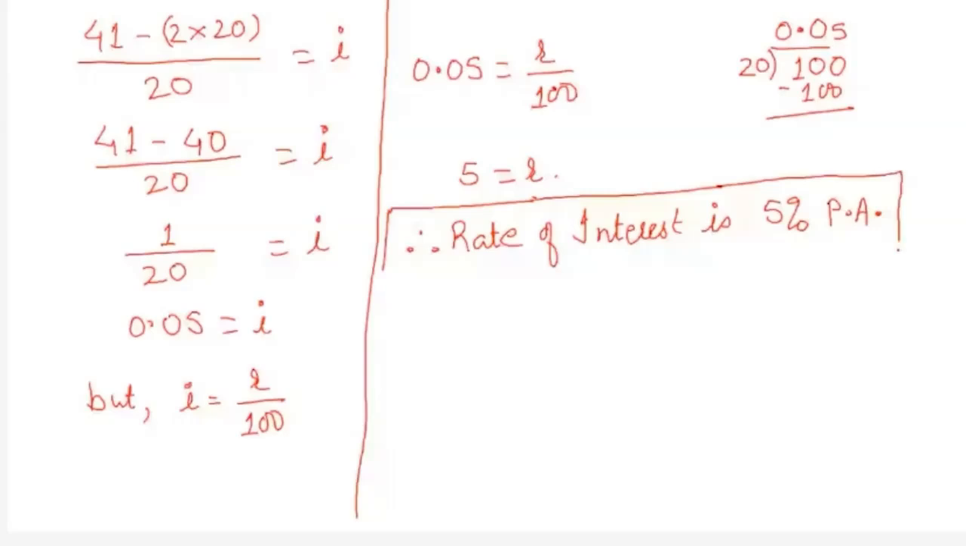Don't forget to write that PA, per annum. हाँ चलता था, बट आई निकाल रहे थे नहीं. This is, I prefer this way better.